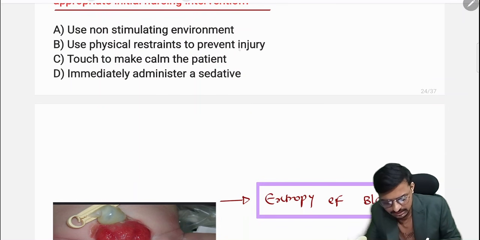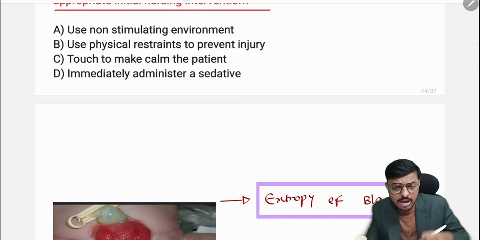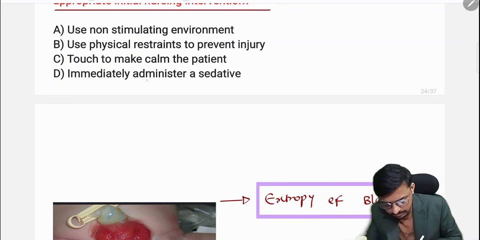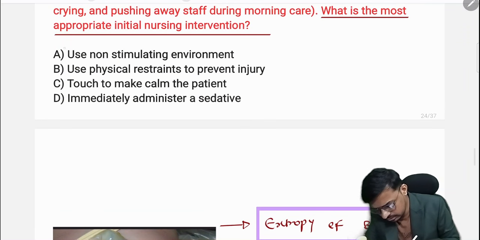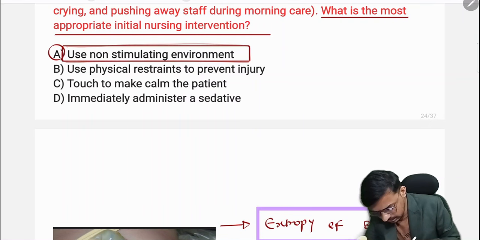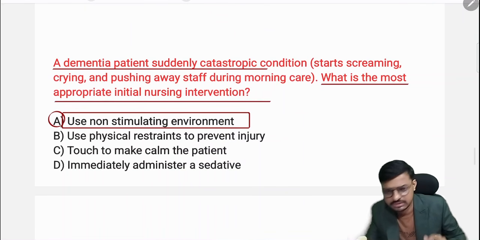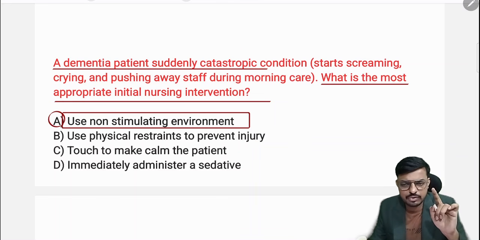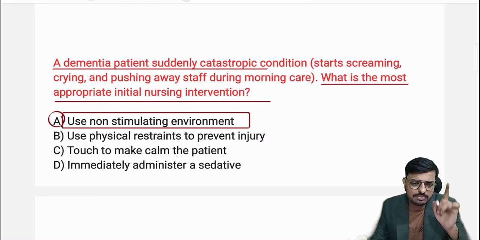Option B, use physical restraints on the patient to prevent injury. Option C, touch to calm the patient. No, you should never ever touch hyperactive patients. Okay, and option D, immediately administer sedatives. Beta, the answer goes to using a non-stimulating environment for the patient. Okay, this is the correct answer. The catastrophic reactions and confabulations are very important concepts from dementia. I have discussed that in detail in Master Batch 1.0 in your Master Nursing classes. Okay. The same thing was asked in your exam.